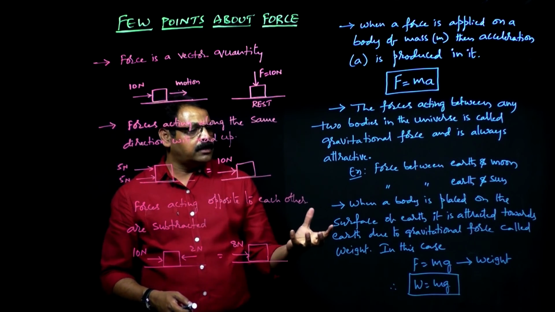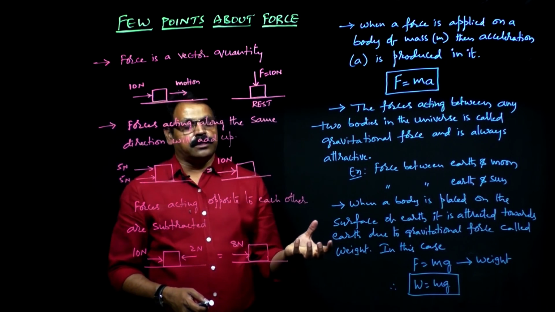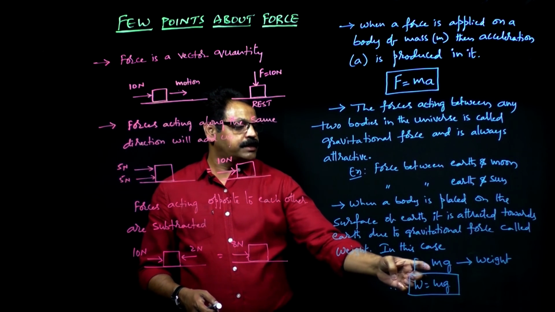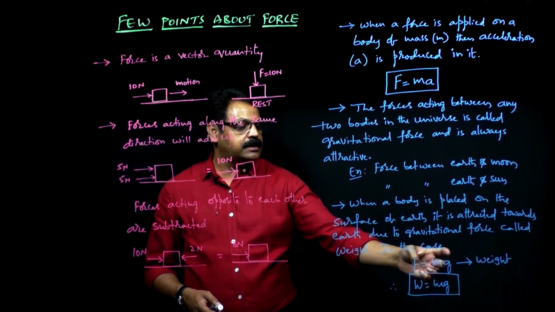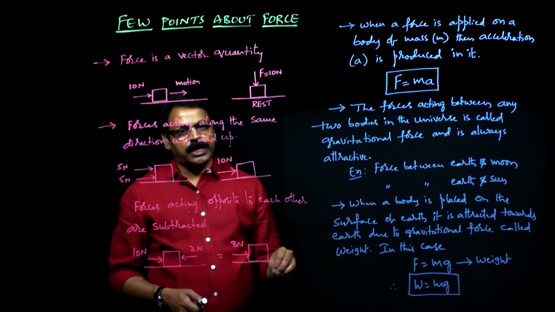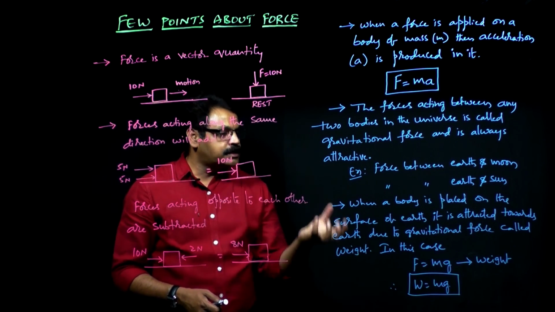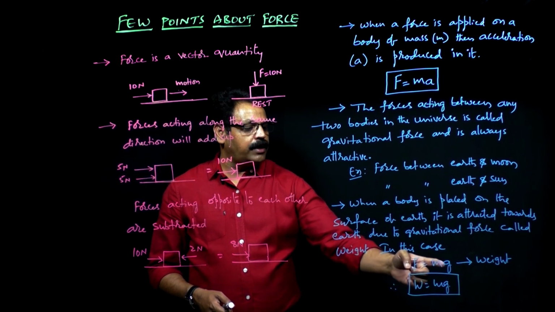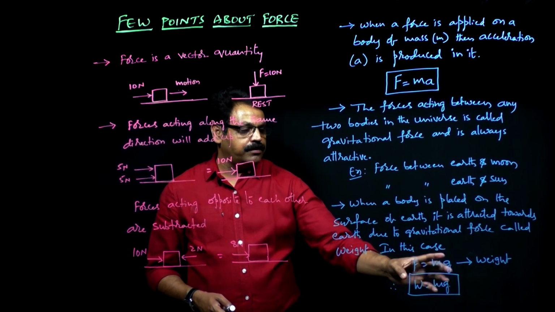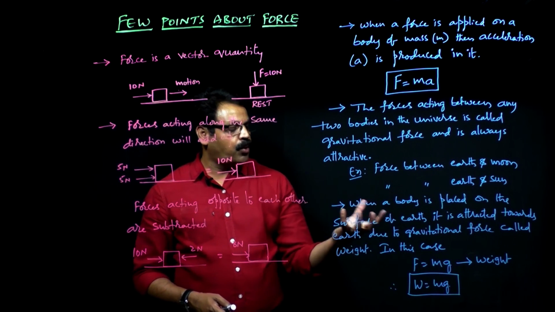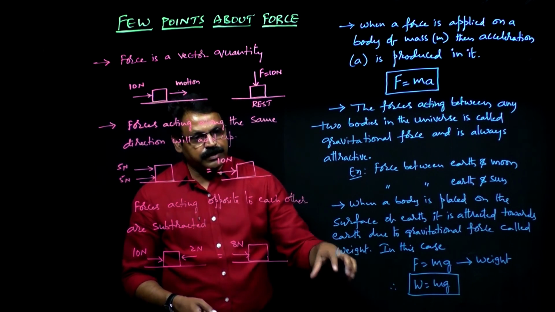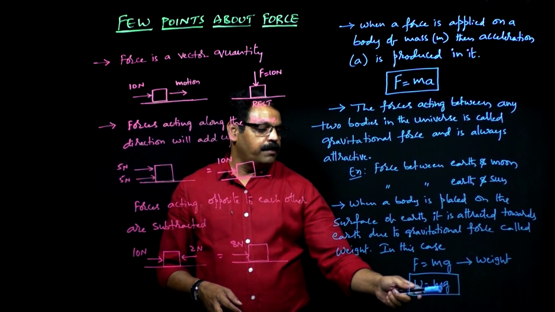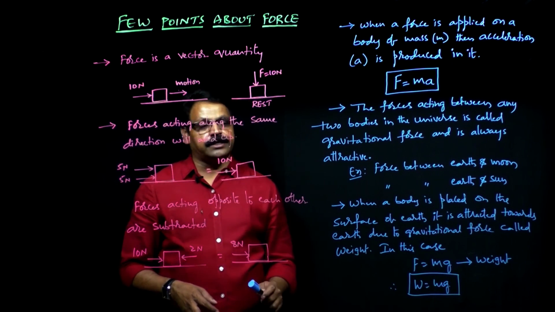In the case of the earth, it is attracting the body of mass m by a force F is equal to ma. Here a is nothing but acceleration due to gravity. Because of the earth's pull, it is attracted. So F is equal to m into a. In place of a we write g, meaning that whatever body is placed on the surface of the earth has some weight, we say. That weight is nothing but m into g. This is called the weight.